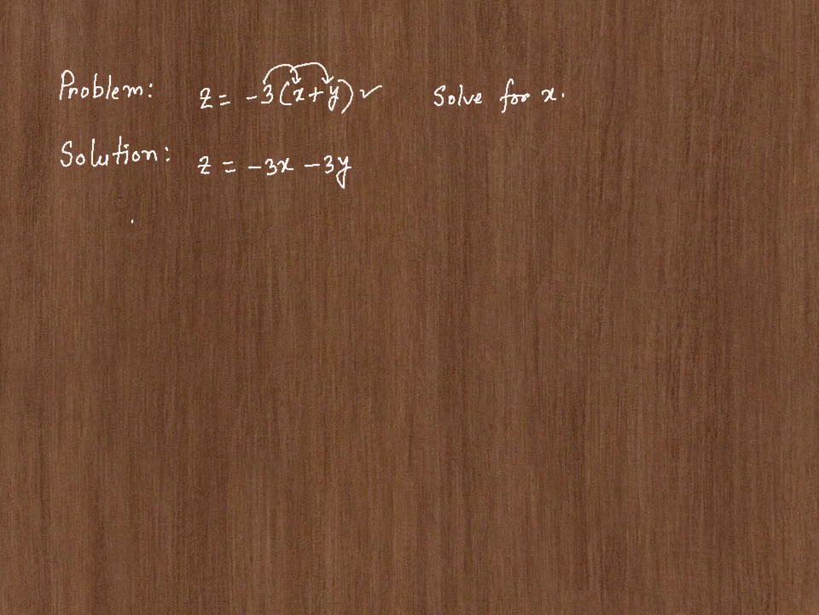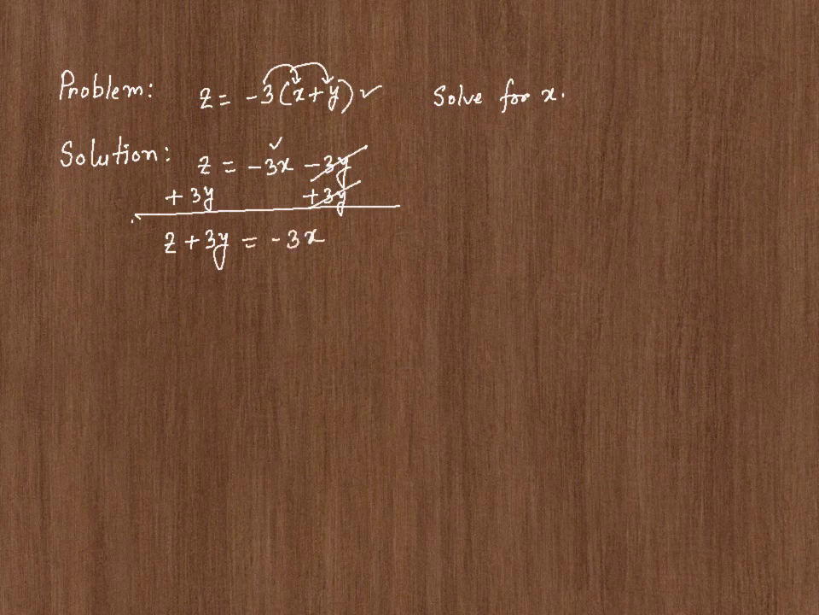So the x term, negative 3x, is on the right hand side. I'll just keep it there and move the negative 3y to the left. To do so, I add 3y to both sides. That gives me on the left hand side z plus 3y. And on the right hand side, negative 3y and positive 3y cancel out. That's going to give me negative 3x.